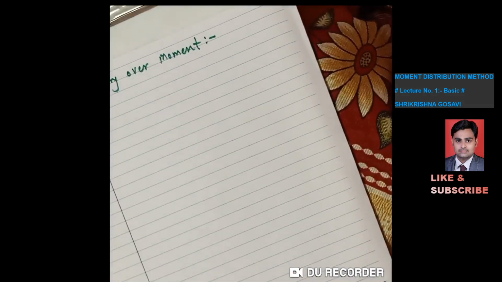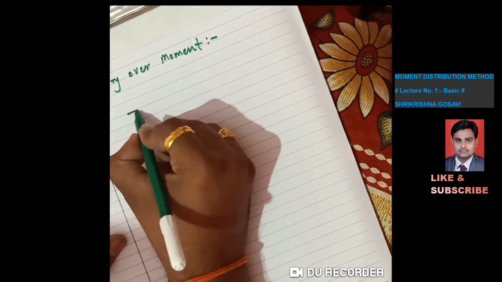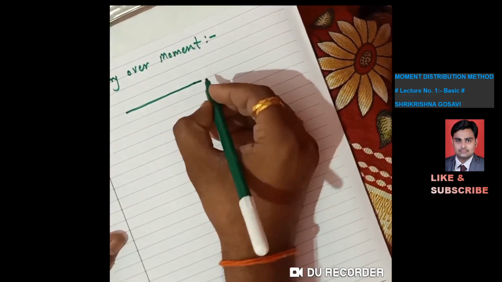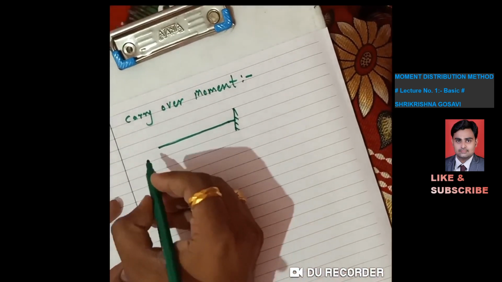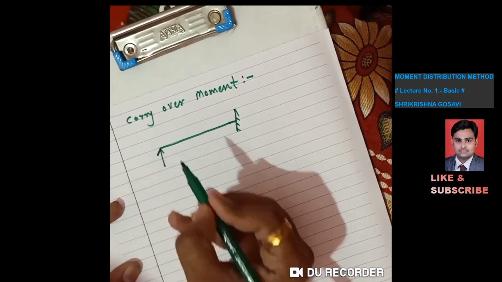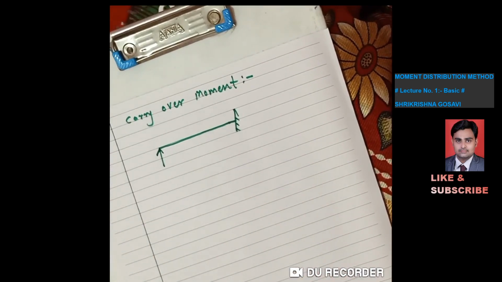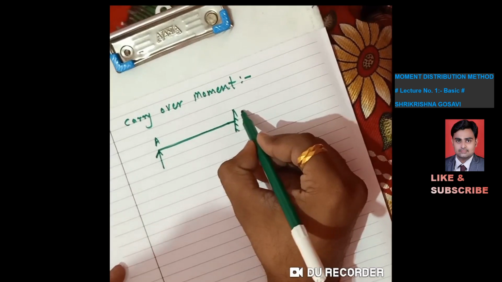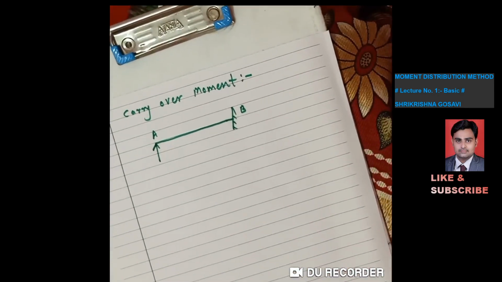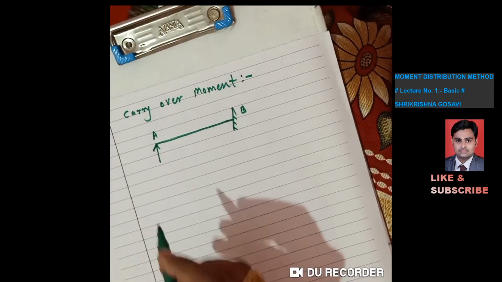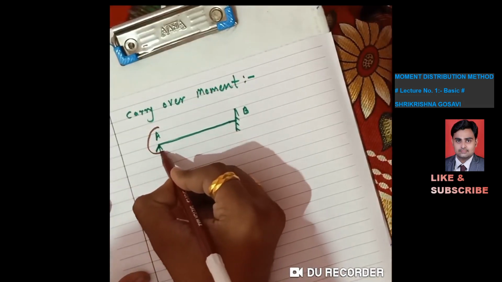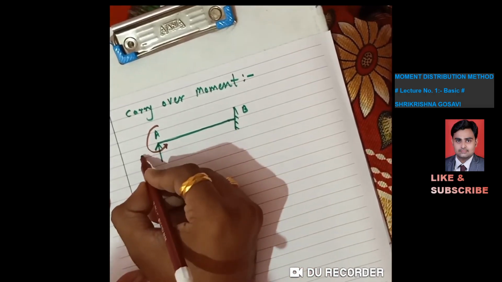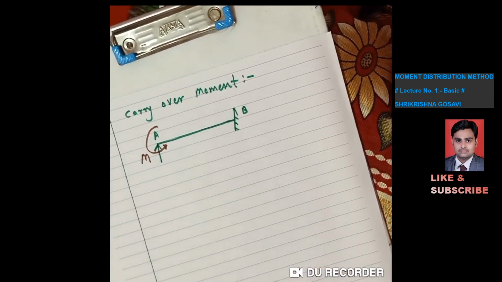Now to explain this carryover moment, suppose a beam is there. Suppose this end of the beam is fixed, and here a simple support is there. Imagine that this type of beam is there. Here it is point A, here it is point B. Now suppose here a moment M is applied.